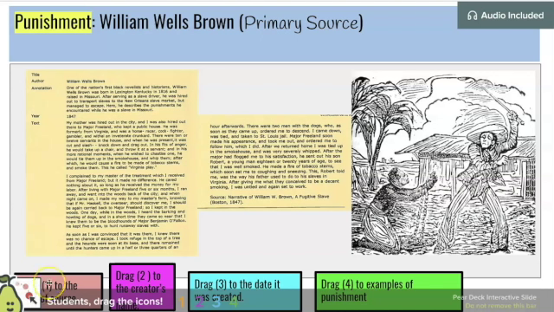In this case, they're reading about the punishment of a slave, and they have these numbers here. They drag the icons, and basically they're dragging them to the various prompts that are on the bottom of the screen. So it's very interactive. I used this, the Pear Deck, through the entire school year.